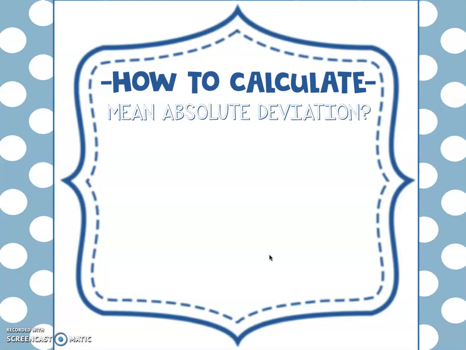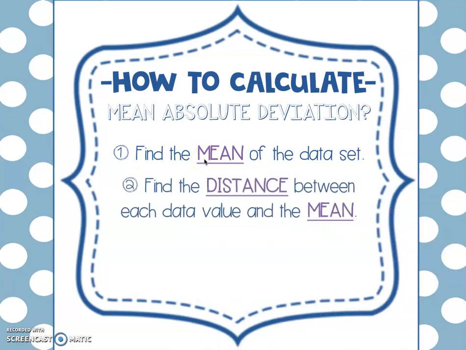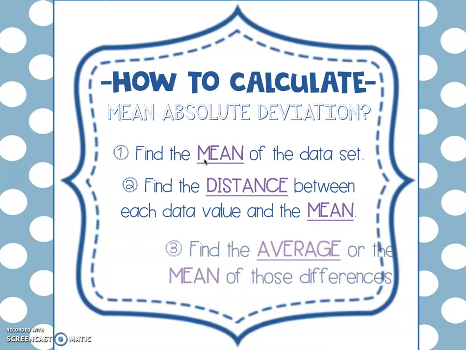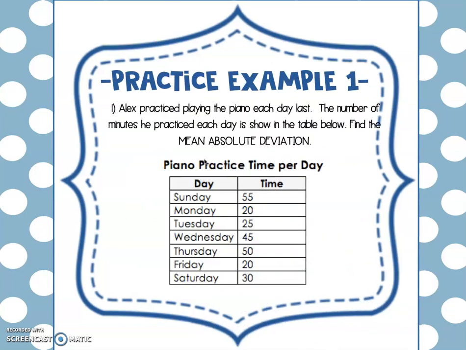So how do we calculate it? First step is to find the mean of the data set. Mean absolute deviation, the first word is mean. Therefore, we need to find the mean of the data set. Then we're going to find the distance between each data point and the mean. And last, we're going to find the average of those distances. We talked today in class about how we're going to use the mean absolute deviation chart to help us. We're going to draw a mean absolute deviation chart to help us organize all of those steps.